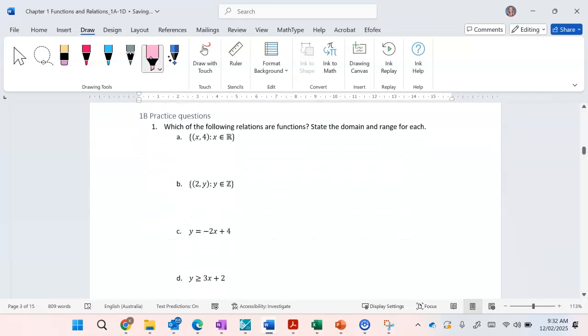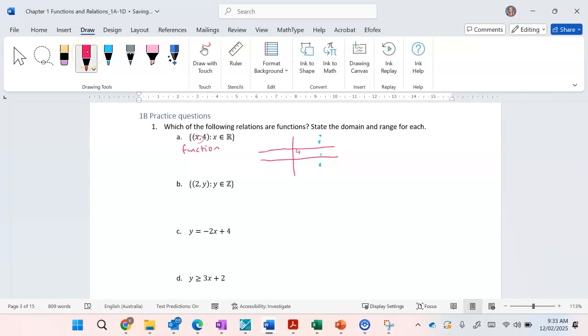All right, so let's have a look at a few questions. Which of the following relations are functions, and state the domain and range for each of them? So for the first one, we've got y equals 4. Basically, if I was to graph that, x can be any value. So our y is 4, and it can be any value on that line. So doing my vertical line test to test whether it's a function, we go down, it is a function.